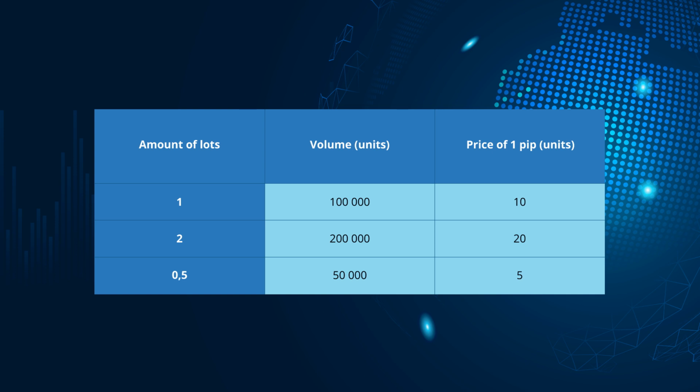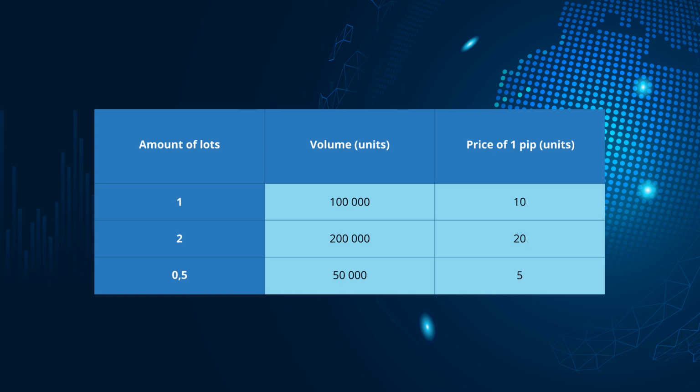So here you can see a little table with some examples. For one lot, the volume that is bought or sold is 100,000, and the price of 1 pip will be 10, as you already know. You can see the word units, so it would be useful to know that when you're trading a certain currency pair, instead of the word unit, basically you can use the name of the base currency. As you already know, the base currency means the first currency in the currency pair. So for example, if you're buying one lot of EUR/USD, you're buying 100,000 euro, because euro is the base currency, the first one.